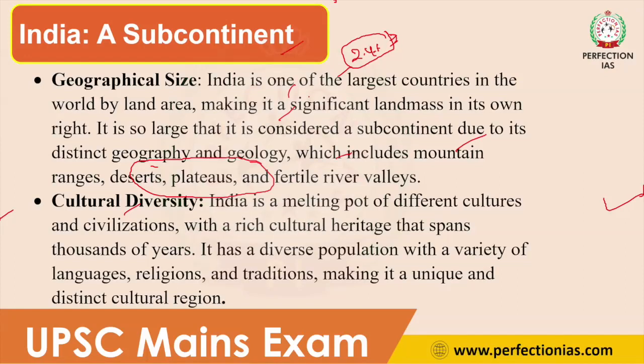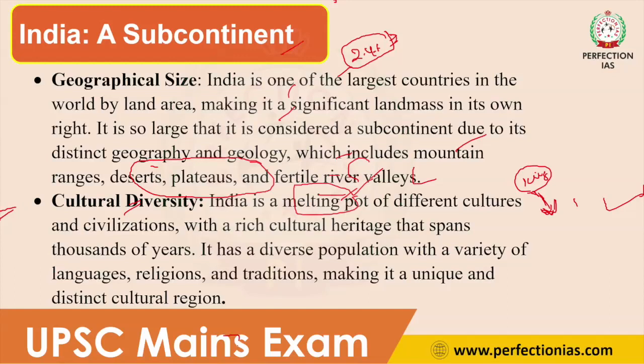Next is the cultural aspect. India has a wide diversity of culture. India is a melting pot. What does melting pot mean? India was invaded by many kings, and many invaders came to India, brought their own culture and integrated that culture with India. So now India is known as a melting pot. Melting pot means it contains cultural aspects of every region and every religion, a rich cultural heritage that spans thousands of years.